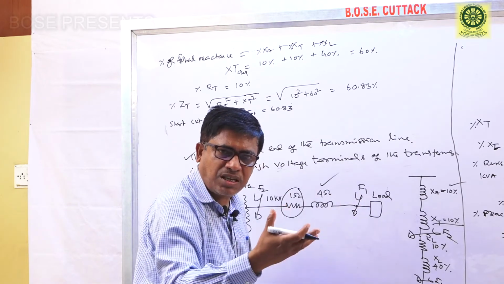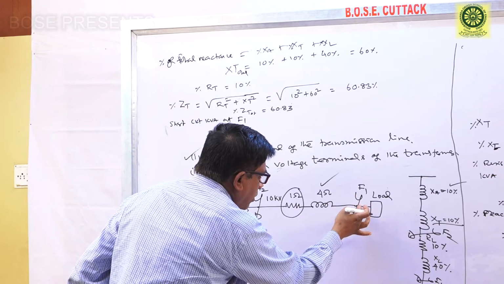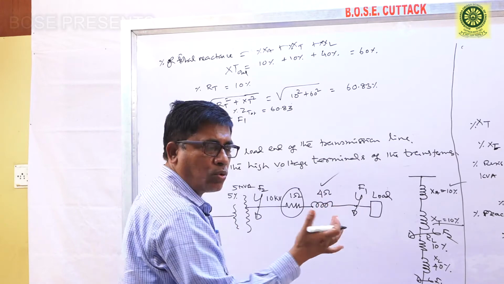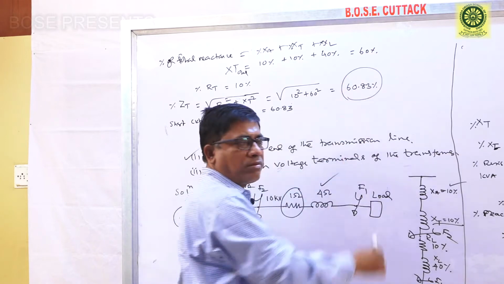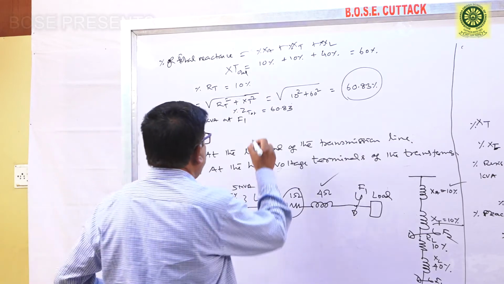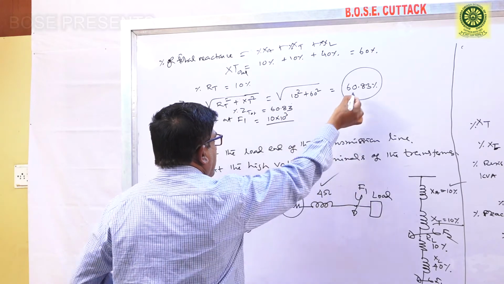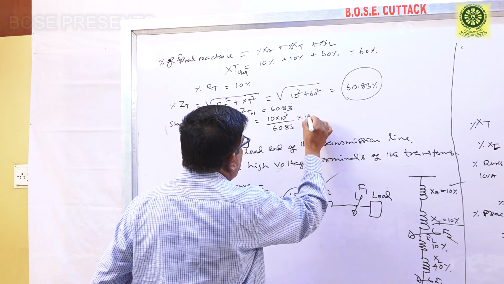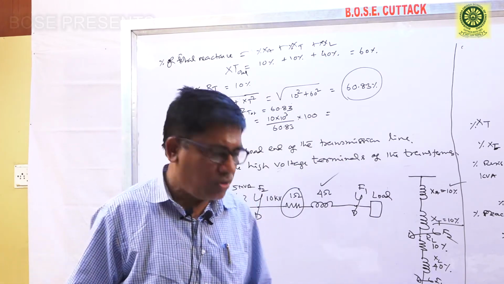Our first problem, our first discussion. We have to calculate the fault here. So up to the load end, total impedance in percentage at base KVA is 60.83. Now short circuit KVA at F1 is equal to the same formula, base KVA divided by total impedance, that is 60.83 into 100. Already I have derived all the formulas in previous classes.